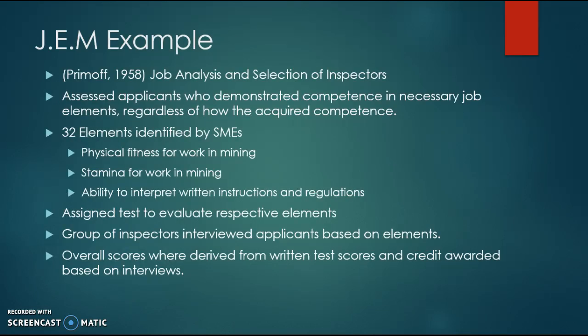An example of the job element method analysis was conducted by Primoff in 1958 doing a job analysis and selection of federal coal mine inspectors. In this example, applicants were assessed who demonstrated competence in necessary job elements for inspectors, regardless of how they acquired their competence. 32 elements were identified by subject matter experts. A few of these included physical fitness for work in mining, stamina for work in mining, ability for interpreting written instructions and regulations. Tests were assigned to evaluate each of these elements respectively, and a group of inspectors interviewed applicants based on these elements. Overall scores were then derived from written test scores and credit awarded to applicants based on interviews.